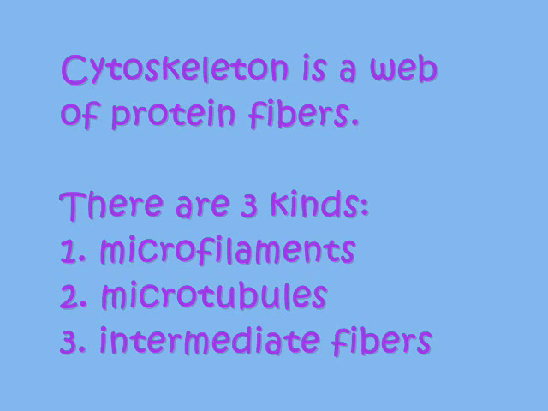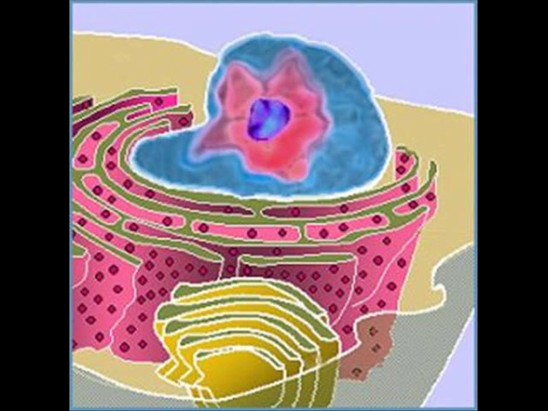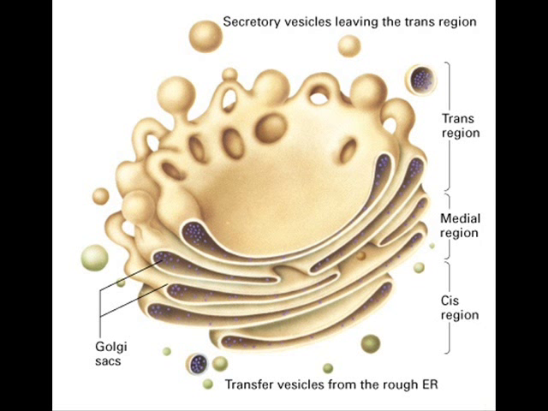Another organelle in the eukaryotic cell is the nucleus. It is surrounded by a double membrane called the nuclear envelope. It contains DNA, where the instructions are stored. The Golgi apparatus, or the Golgi complex, is a set of flattened, membrane-bound sacs. The function of it is to modify, sort, and package cell products for distribution.